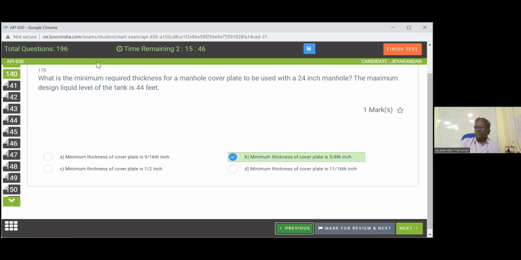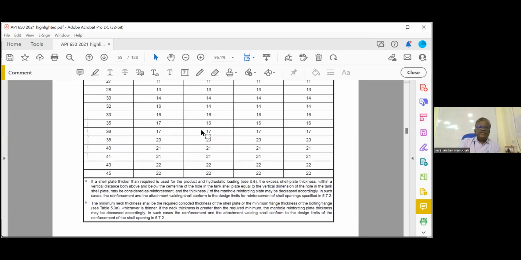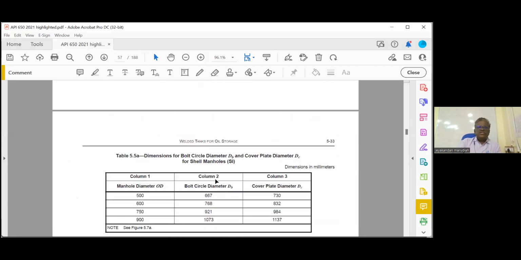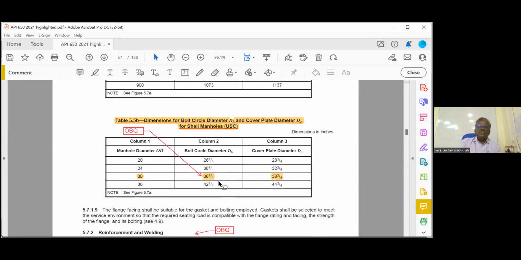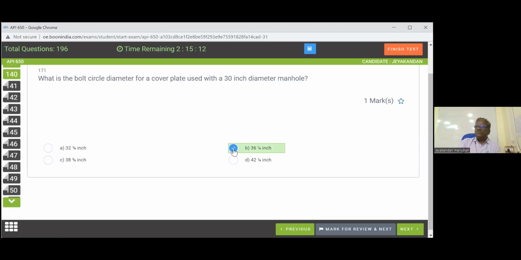Okay. Next one. What is the bolt circle diameter for the cover plate of a 30-inch diameter manhole? So from which table did you refer? 5.5. Okay. So 36 1/4 inch. The bolt circle diameter for 30 is 36 1/4 inch. This is the table we have to refer.